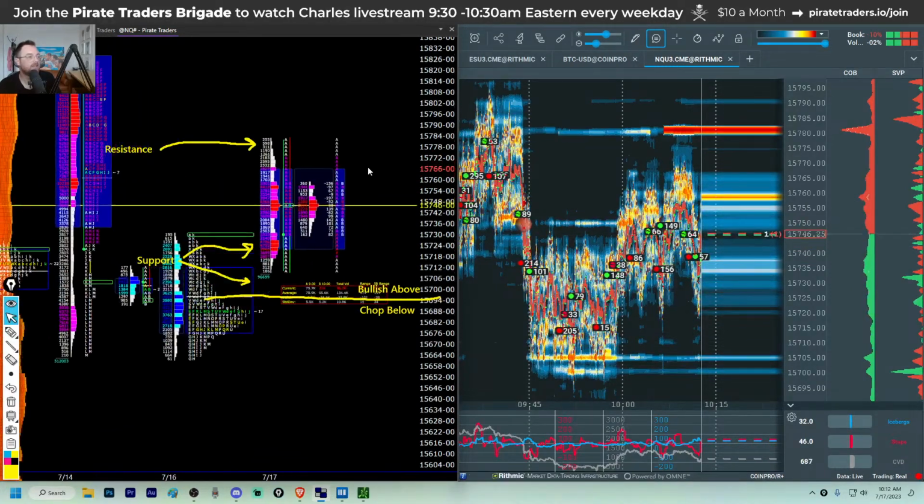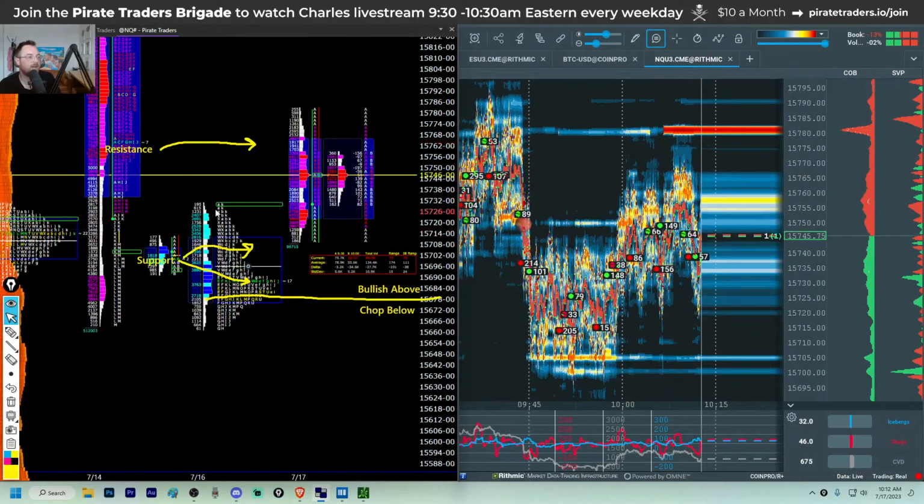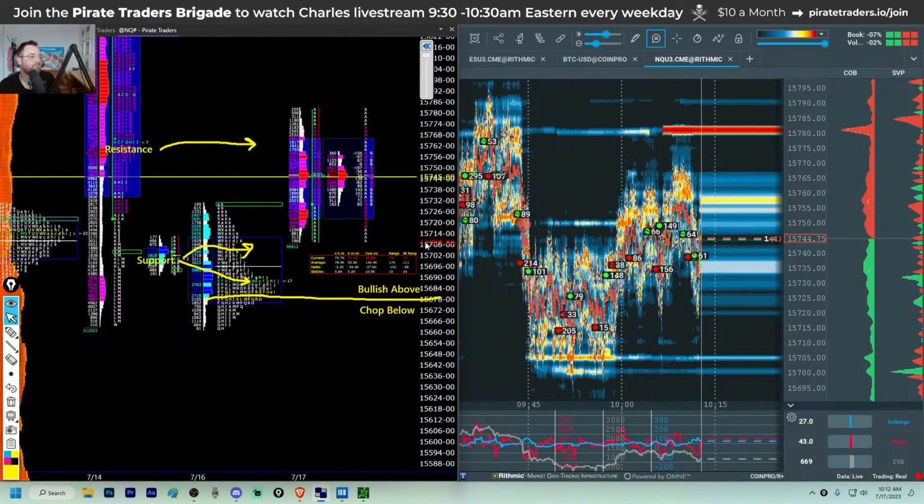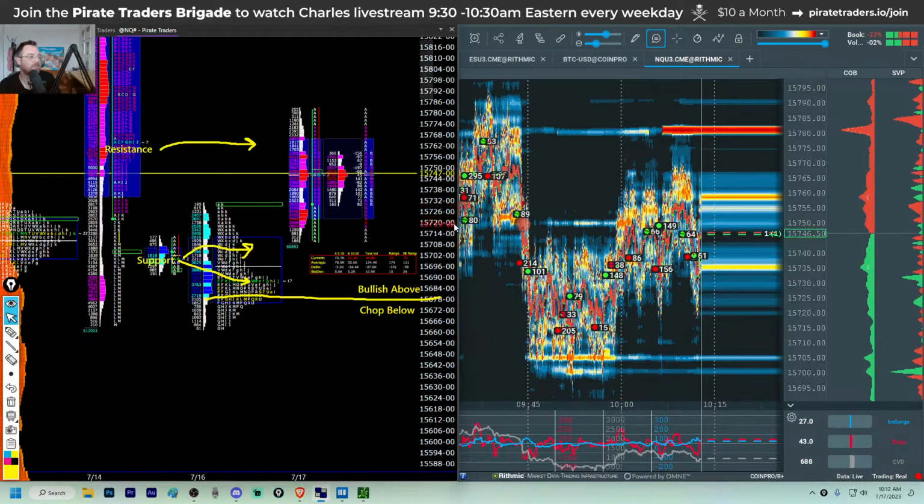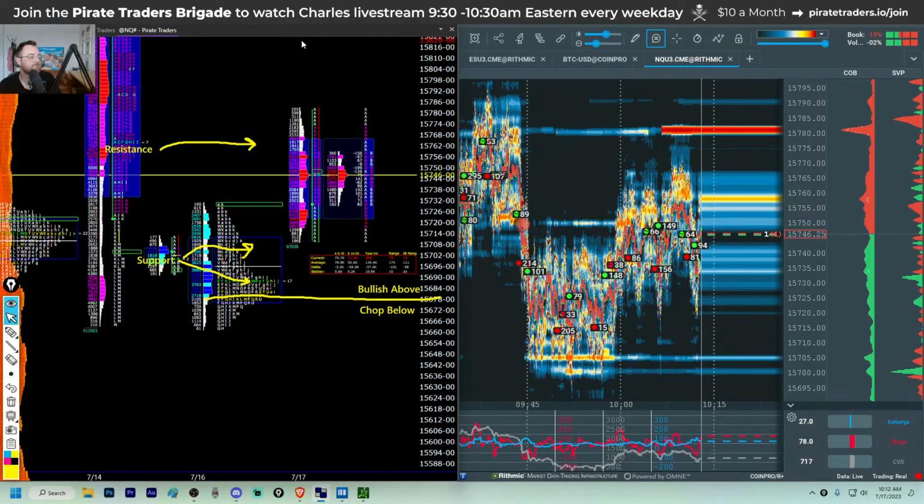So NQ is dancing right on that overnight high. Much less bullish to see. They also created a weak B period low, stopping exactly at that to a tick. So I would say it's still kind of choppy here on the NQ.